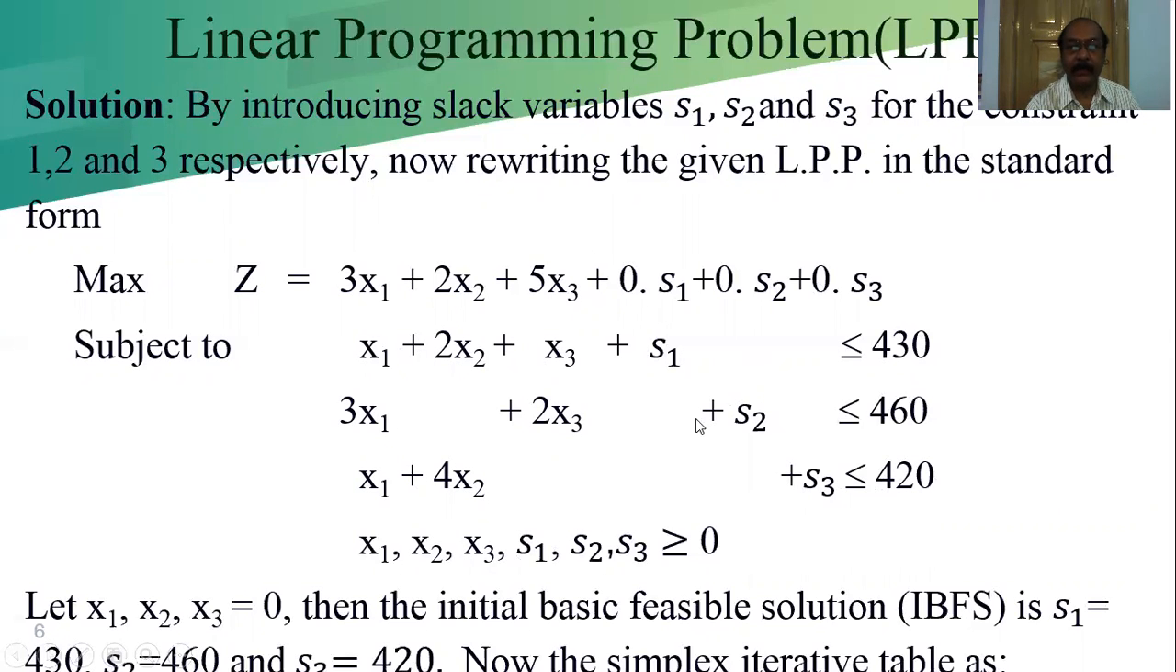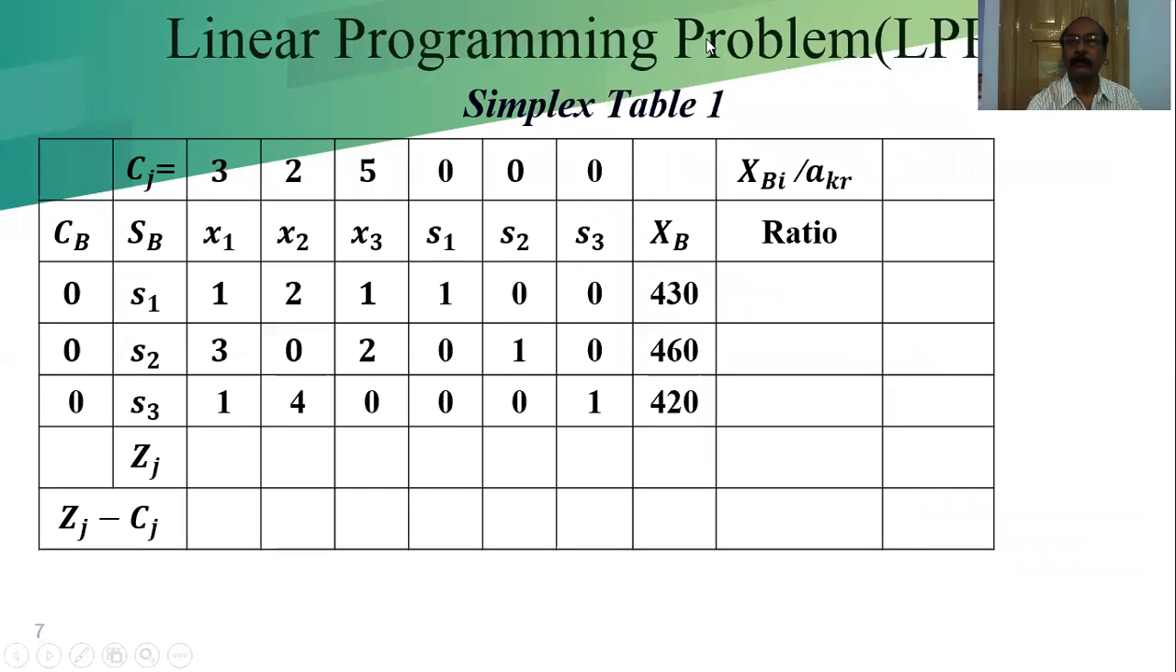Now we arrange the coefficients of the z function, the coefficients of each variable, and the right hand side in a simplex table. So now we move to simplex table 1. From the standard form of the given LPP, this is the simplex table. The coefficients of the z function are 3 for x1, 2 for x2, and 5 for x3, that's why Cj is 3, 2, 5. The coefficients of s1, s2, and s3 are 0. The right hand side xb is 430 for the first constraint, 460 for the second, and 420 for the third.